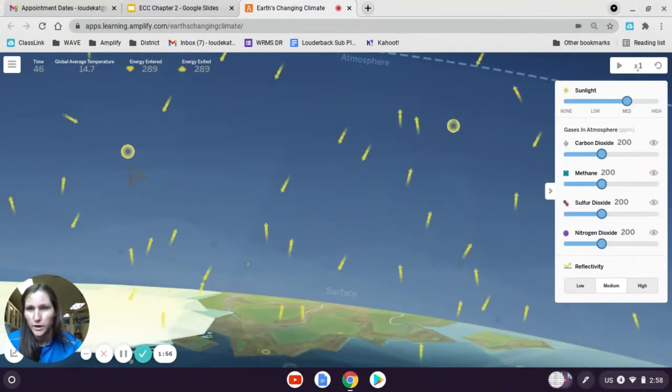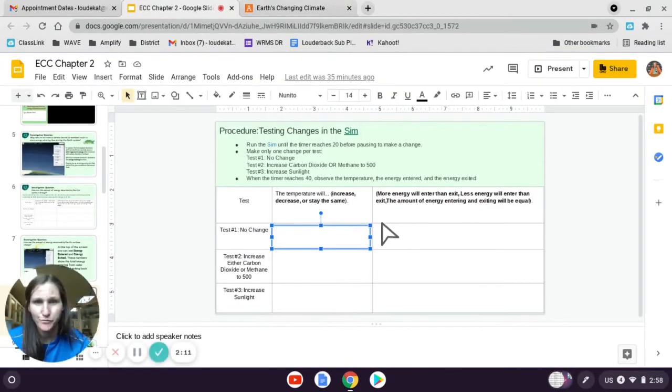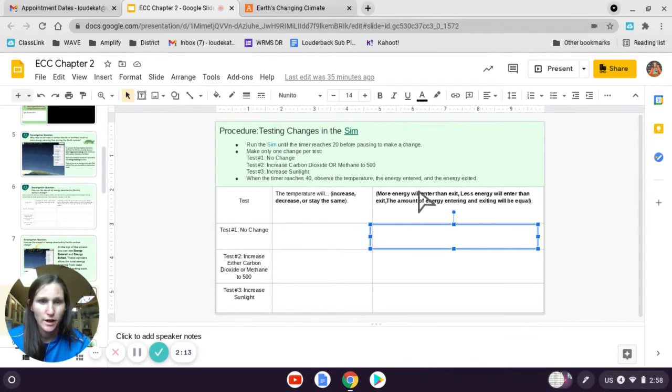At this point, my time is 46. I accidentally went a little over. I paused the video so that we can move through. I'm going to look at my energy entering and exiting. Notice that they are the same number. So that's what I'm putting here on the bottom: when I look at the energy, am I having more energy entering or exiting, less energy entering or exiting, or the amount of energy being equal? So I would pick equal for that one.